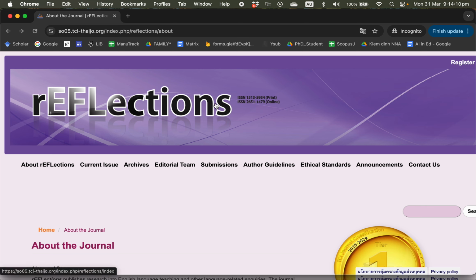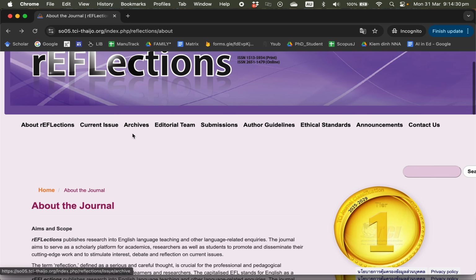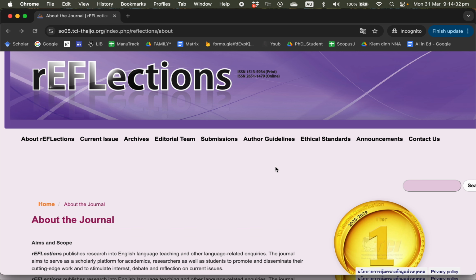Now, you see the journal title, and then you see the ISSN, print or online. Some journals only have the online ISSN, so you can use this ISSN to check the names or any other indexes in Google or something like that. Okay, now this is called the navigation.